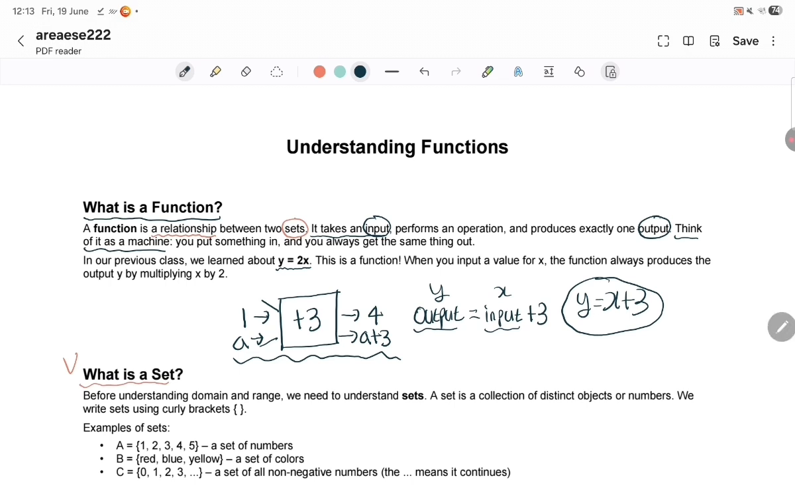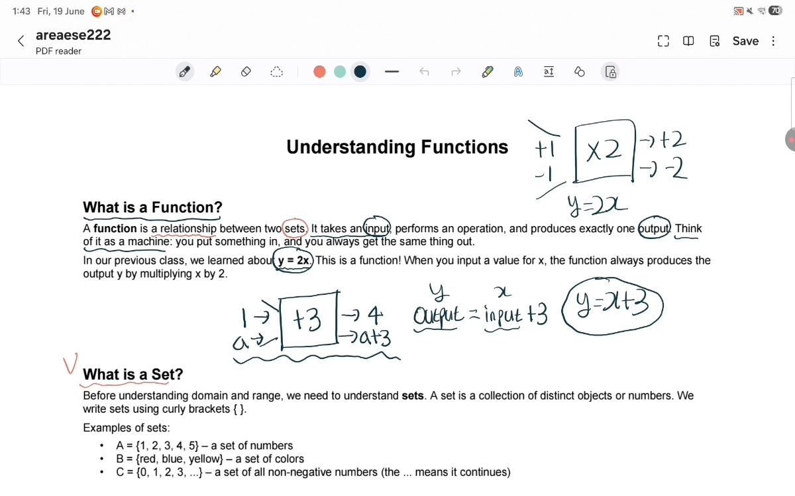Another one, maybe we can use this one as well, times 2. If you put positive 1 in, then you get positive 2 out. If you put negative 1 in, then you get negative 2 out from this machine. So that's basically what we call y equals 2x. Okay.